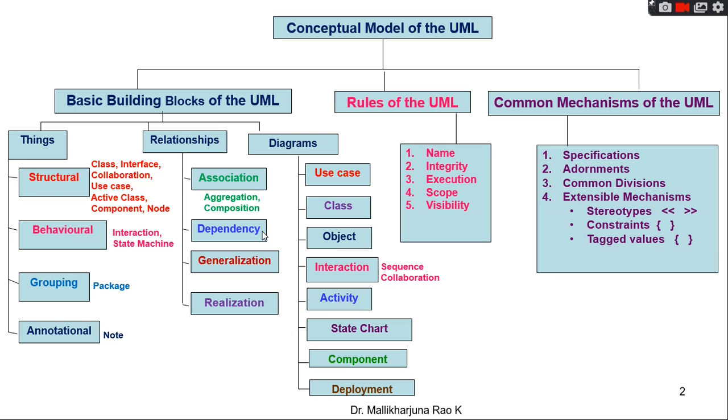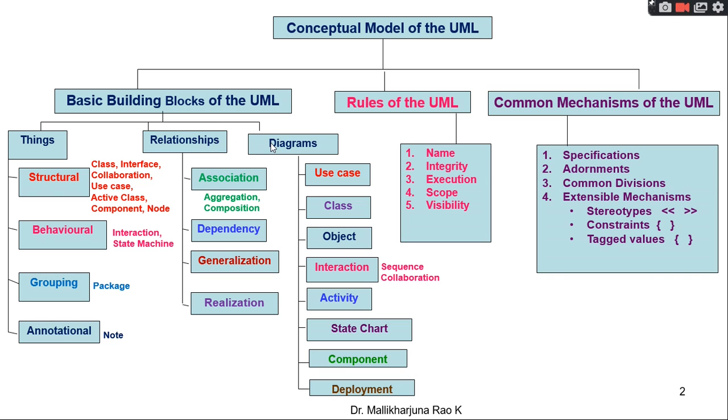Next is dependency. When one thing depends on another thing, we use the dependency relationship. Generalization: when one thing acquires the properties from other things, we use generalization. And realization: when one realizes another, we use the realization relationship. Not only these, we also have advanced relationships. We'll see these relationships in detail in the coming videos.